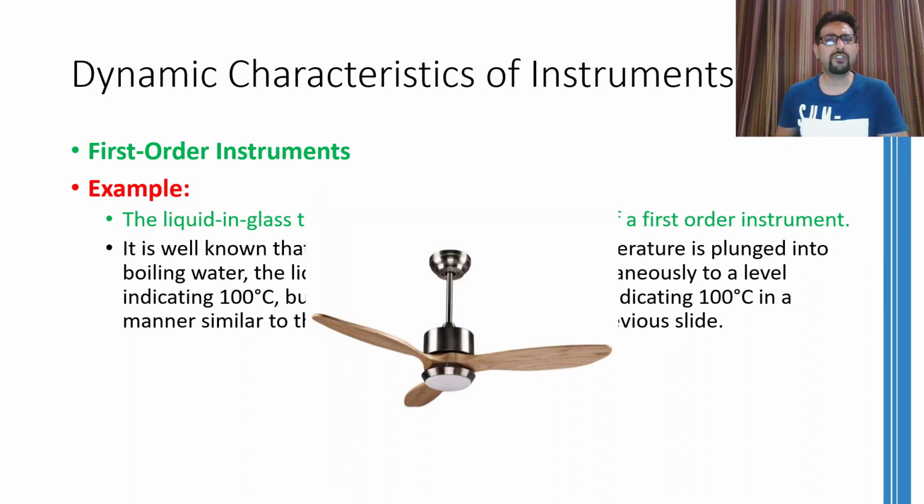Another example of a first order system is the fan in your room. As soon as you switch on the fan, the input to the fan, that is the electrical voltage, abruptly changes from 0 to approximately 200 volts. But the output of the fan starts changing slowly. That is, it starts rotating slowly. It will take some time to reach the final speed or the final steady state value.